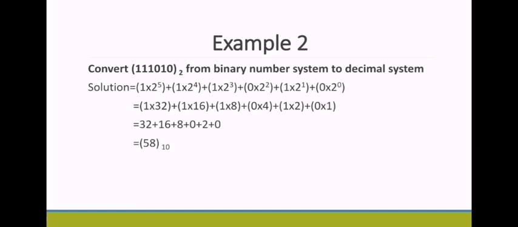We'll multiply these numbers, then we will add them. After multiplying the numbers, you can see 32 plus 16 plus 8 plus 0 plus 2 plus 0. Now we will add all these numbers and the answer is 58. Now the binary number system is converted into the decimal number system.